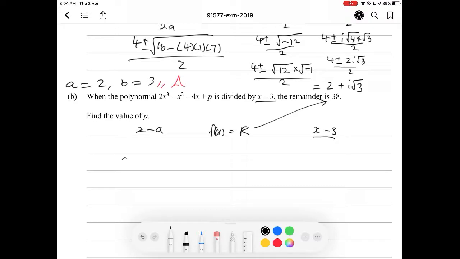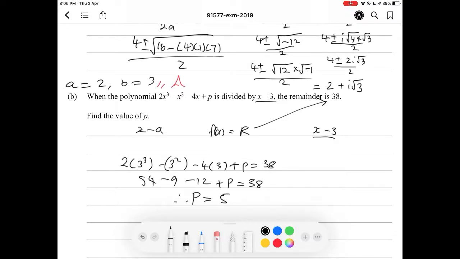So we can say that 2 times 3 cubed minus 3 squared minus 4 times 3 plus p equals 38. Now 3 cubed is 27, 27 times 2 is 54, so 54 minus 9 minus 12 plus p equals 38. And therefore, your p value should be equal to 5. So p equals 5. And that's another achieved mark for this question.